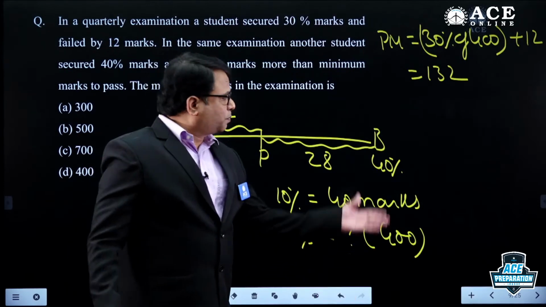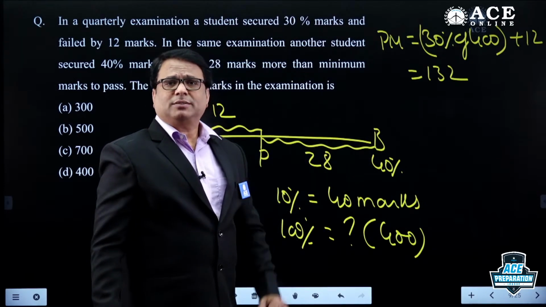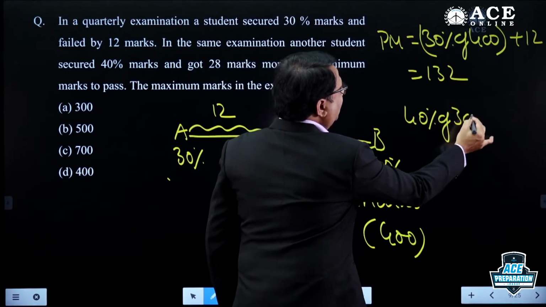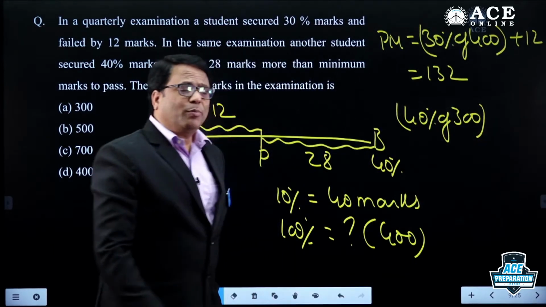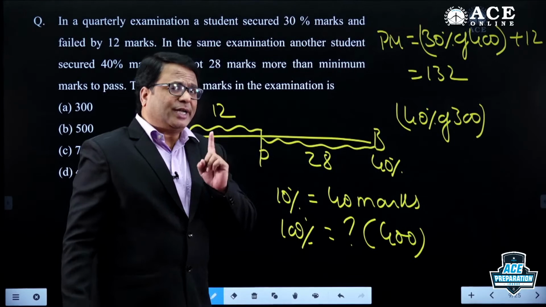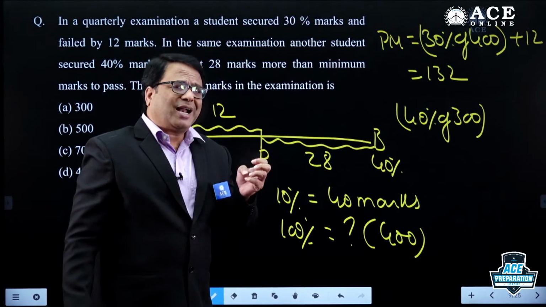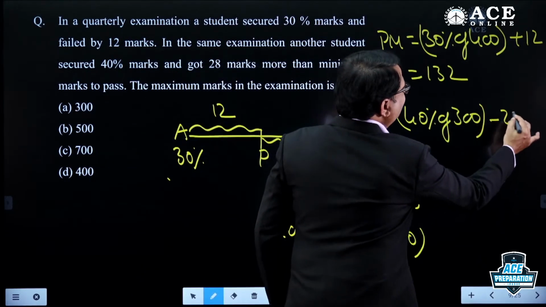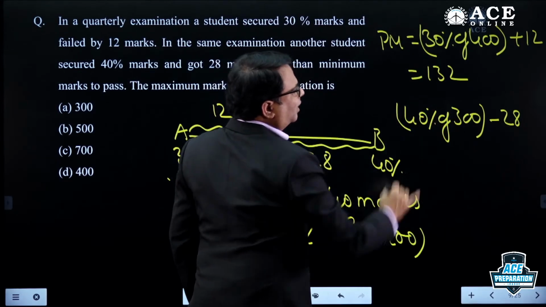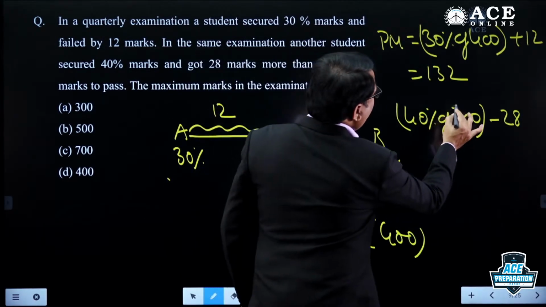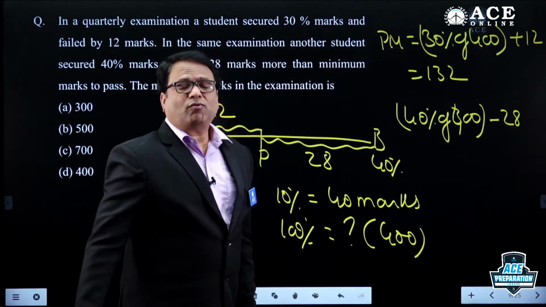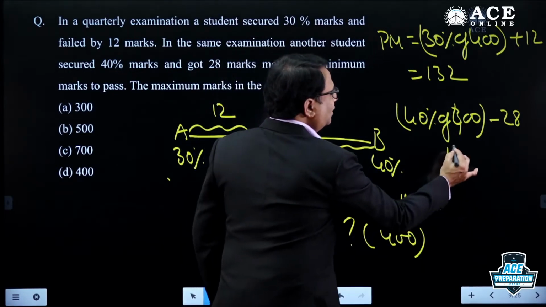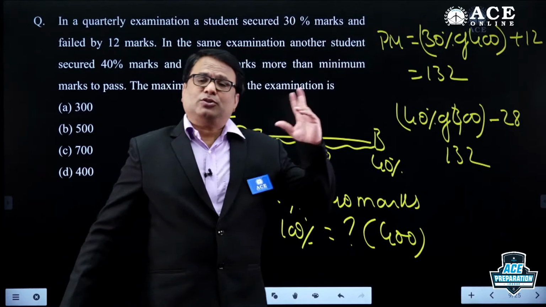Or else you can also use B score to find out pass marks. Now B scored 40% of 400. And he got how many marks more than the pass mark? 28 more than the pass marks. So if you subtract 28 from B score, you will get the pass marks. So minus 28. So 40% of 400 is 160 and 160 minus 28 is 132. So 132.